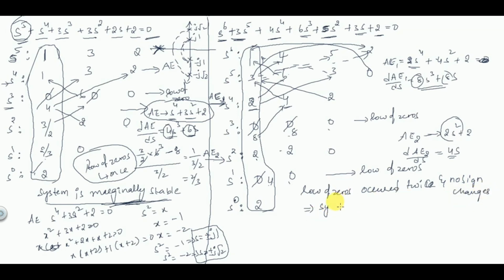The last point which I told you, the 10th point in the previous video: the system is unstable when a row of zeros occurs more than once and there are no sign changes in the first column of the Routh array. Then the system is said to be unstable because of repeated poles on the imaginary axis.